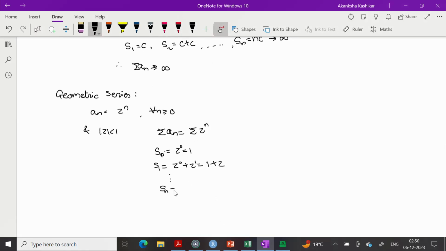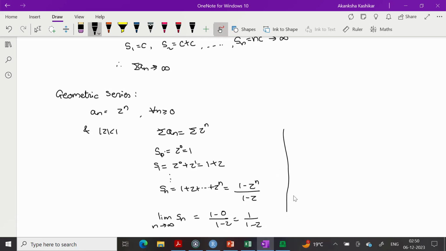So Sn will be 1 plus z plus up to z raised to n, which we know from the geometric progression is (1 minus z raised to n plus 1) upon 1 minus z. So if I take limit on both sides as n goes to infinity, I will be left with 1 minus, this goes to 0, upon 1 minus z, which is 1 upon 1 minus z. So if I have a geometric series, then summation z raised to n is simply 1 upon 1 minus z, provided mod z is less than 1.